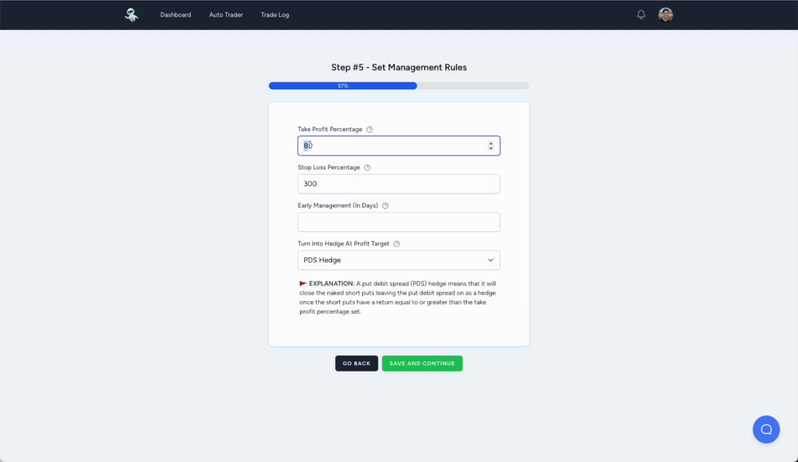So at the 80% profit target, do I want to turn this into a PDS hedge? And yes, I do. That's just standard by default. So save and continue. Next, I set up the buying power I want to use. How much money do I want to allow this auto trader to trade with?